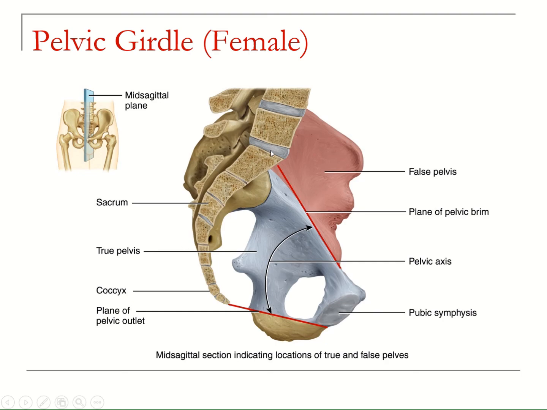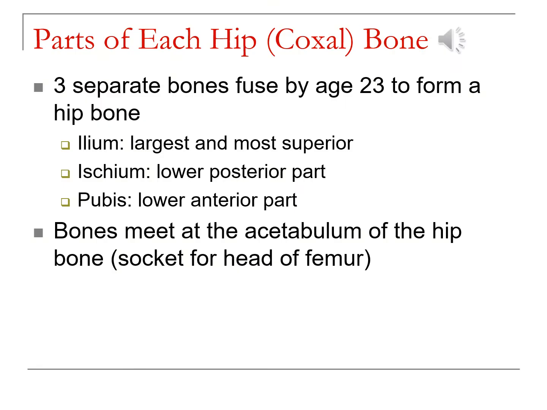So this is your pelvic girdle. So what are the parts of each hip bone or coxal bone? There are three separate bones that fuse by age 23 to form a hip bone: the ilium, ischium, and the pubic bones, or your pubis.